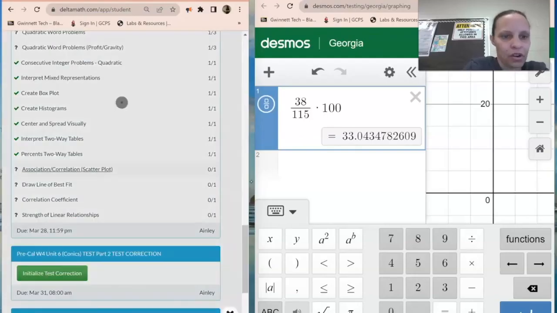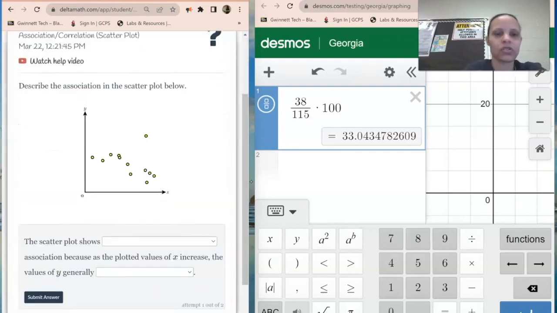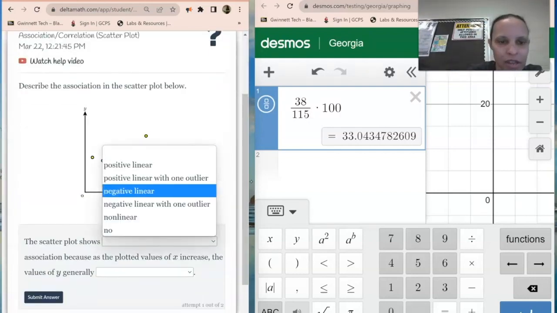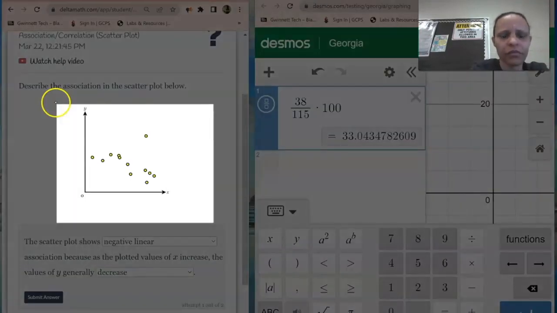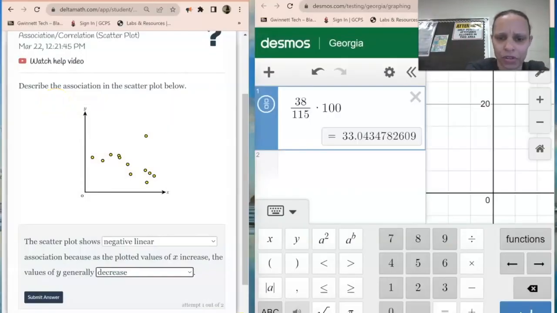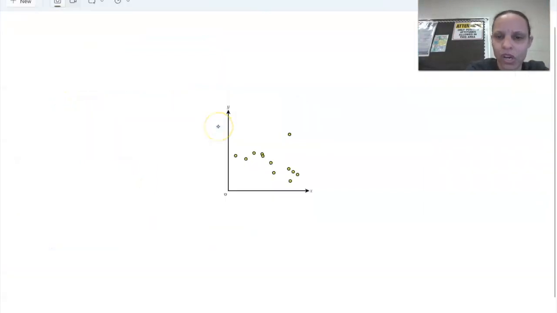All right, correlation and association. Okay, so here's a scatter plot. What does this look like? So this looks like a negative linear because they are generally decreasing. And let me show you what I mean by that. And I'm going to get that one wrong too so that I can go over some examples for you. All right, so remember with scatter plots, you want to split the dots to the best of your ability.